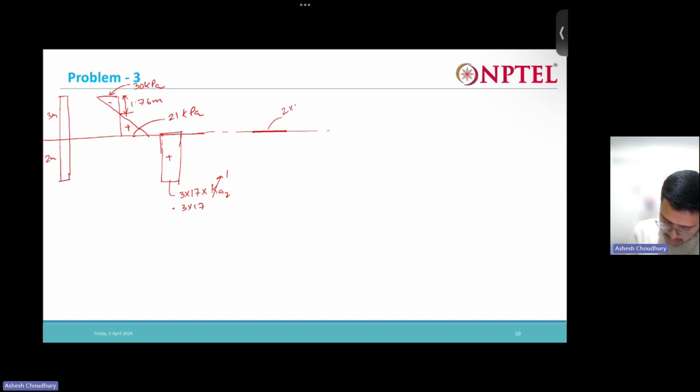2 into 45, and then at 2 meter depth, it will be how much? Something like this. This is 19.2 into 2 minus 2 into 22.5. That is 6 minus 6.6. Okay, so its total portion is minus.